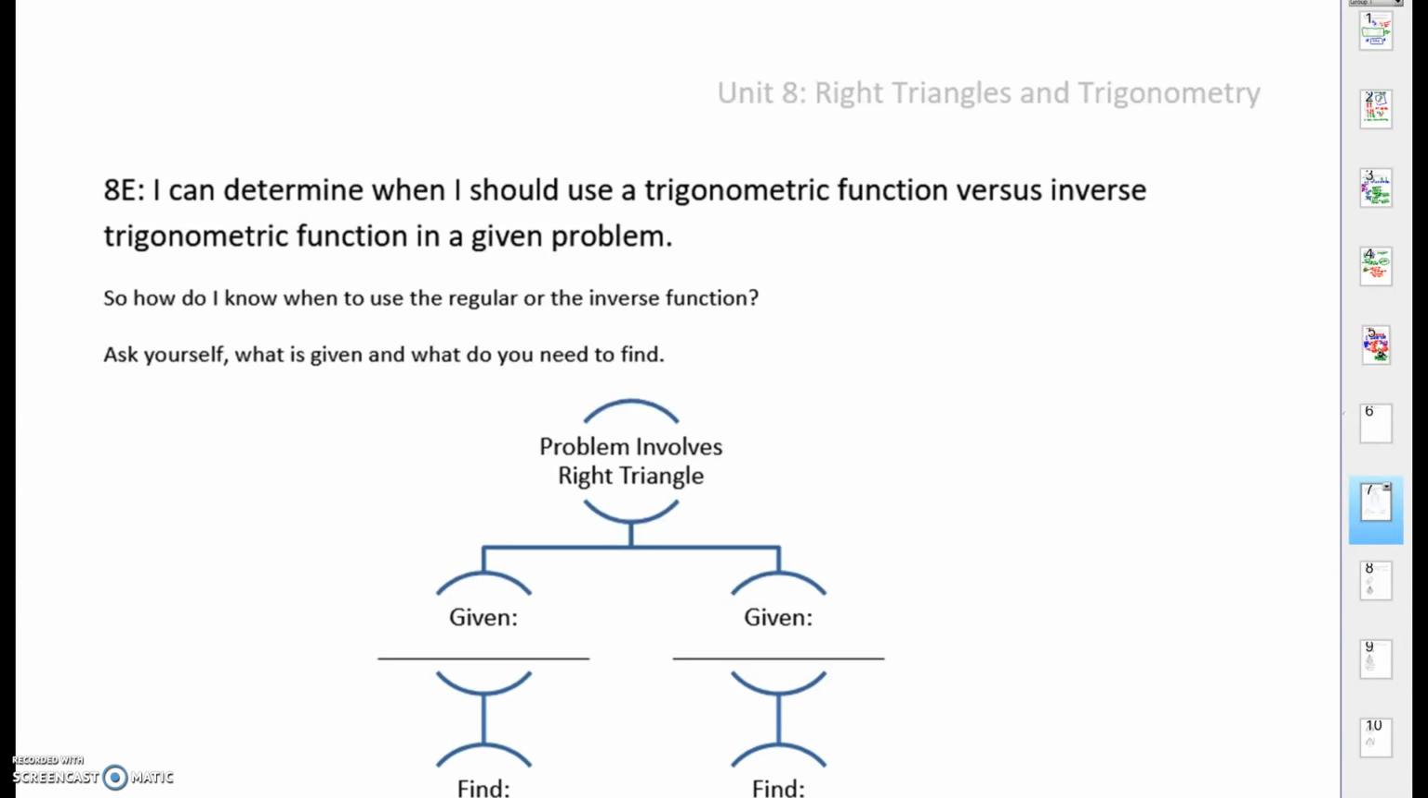Hello everybody and welcome to lesson 8E. I can determine when I should use a trigonometric function versus an inverse trigonometric function.